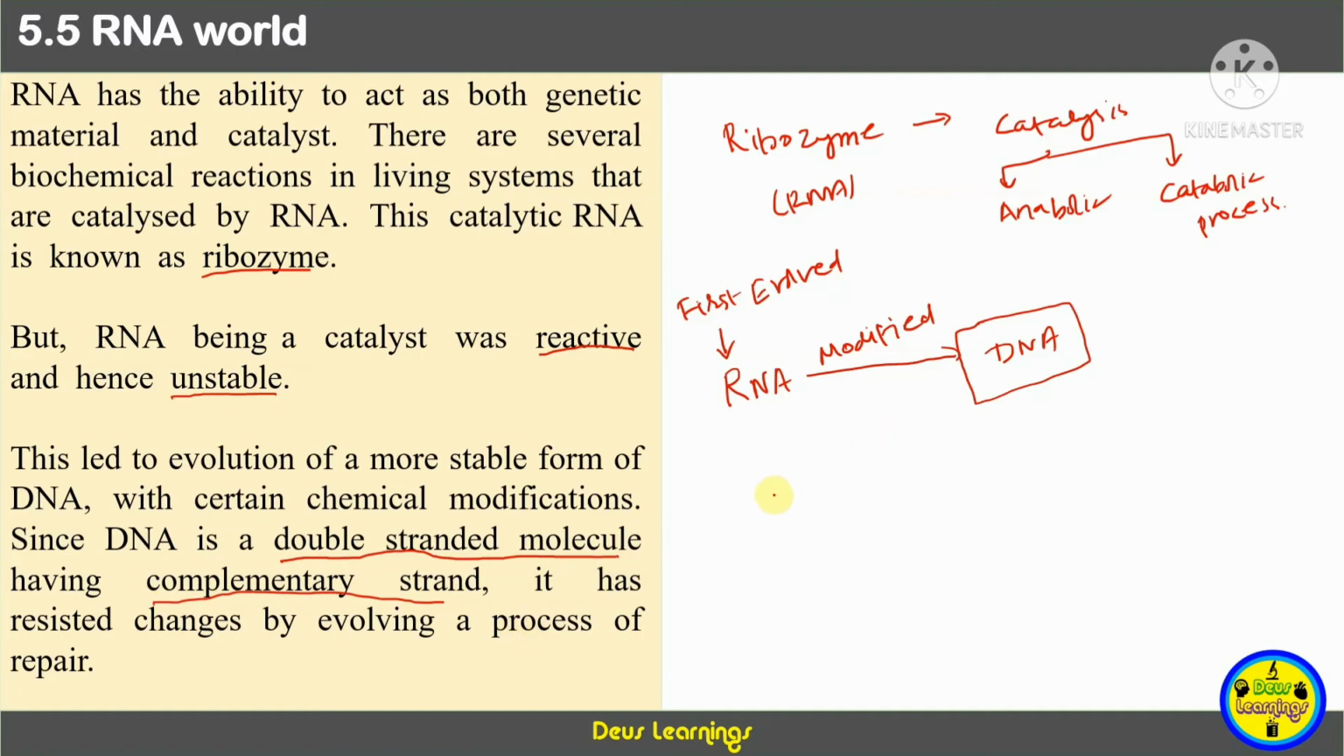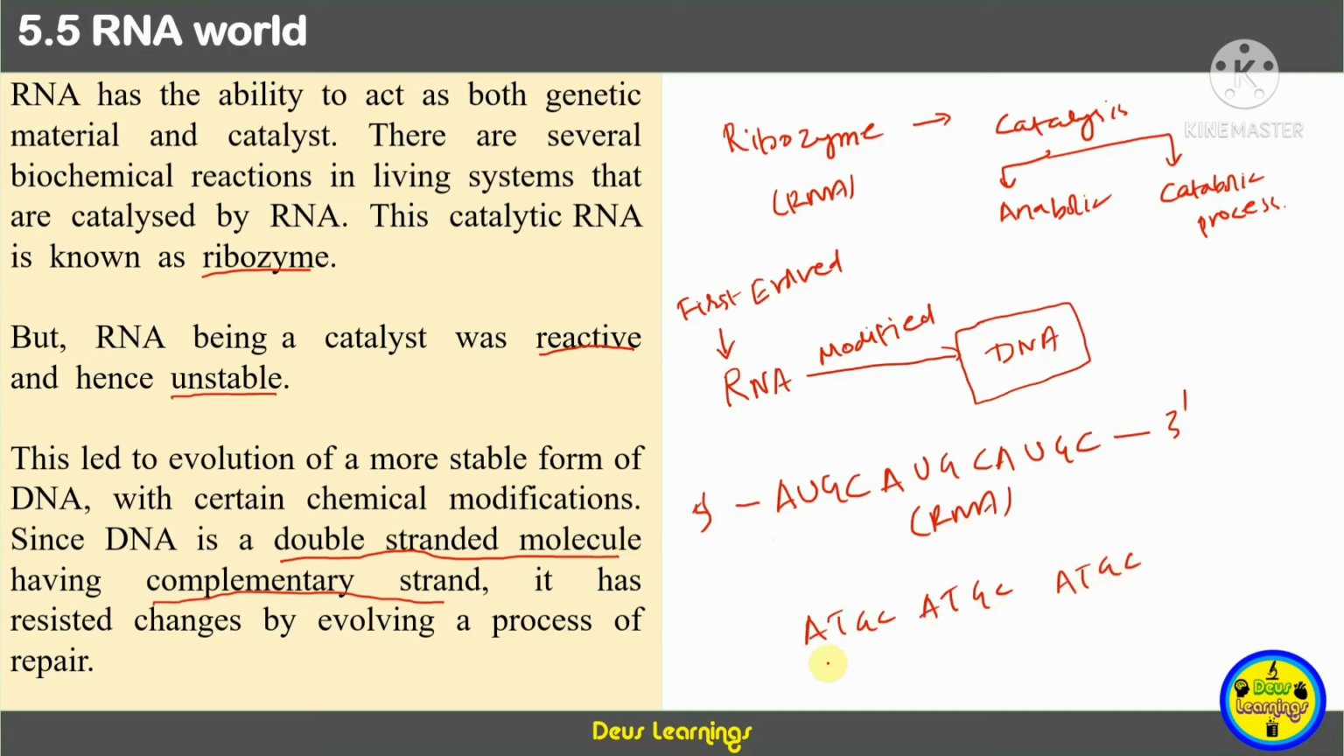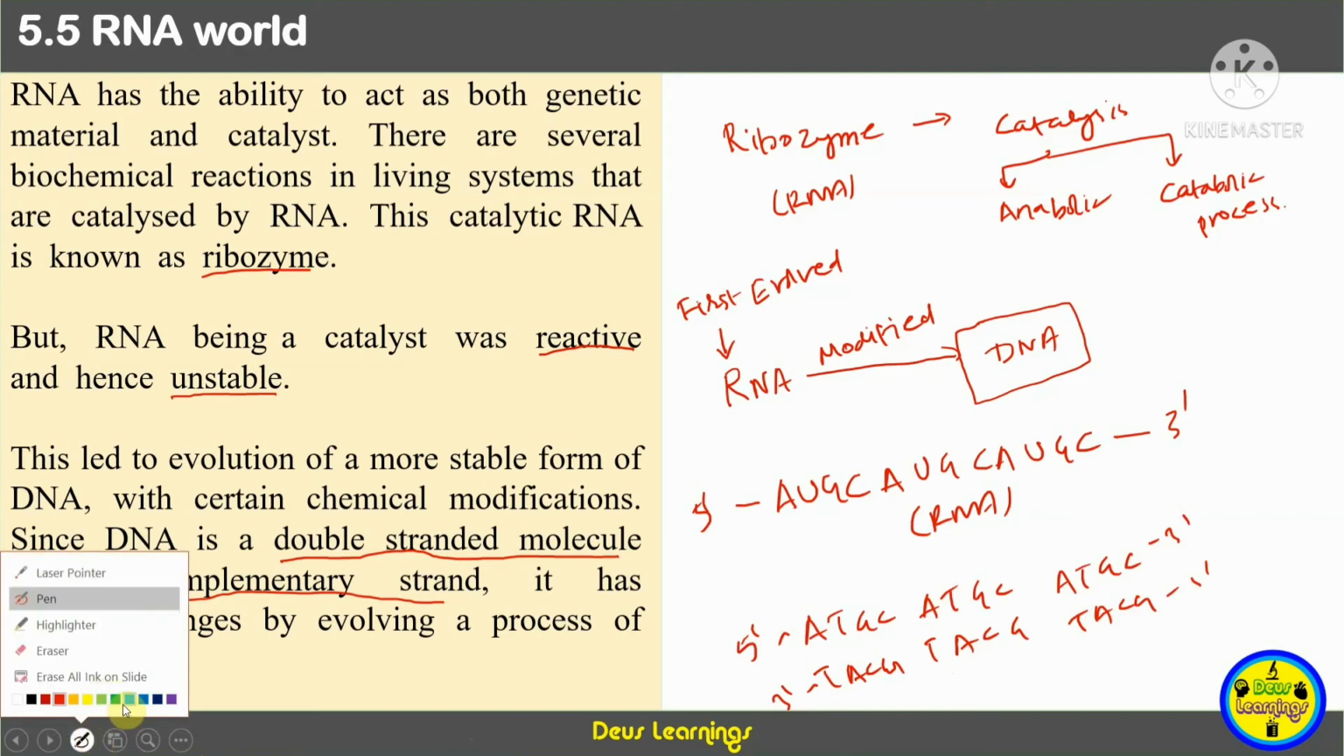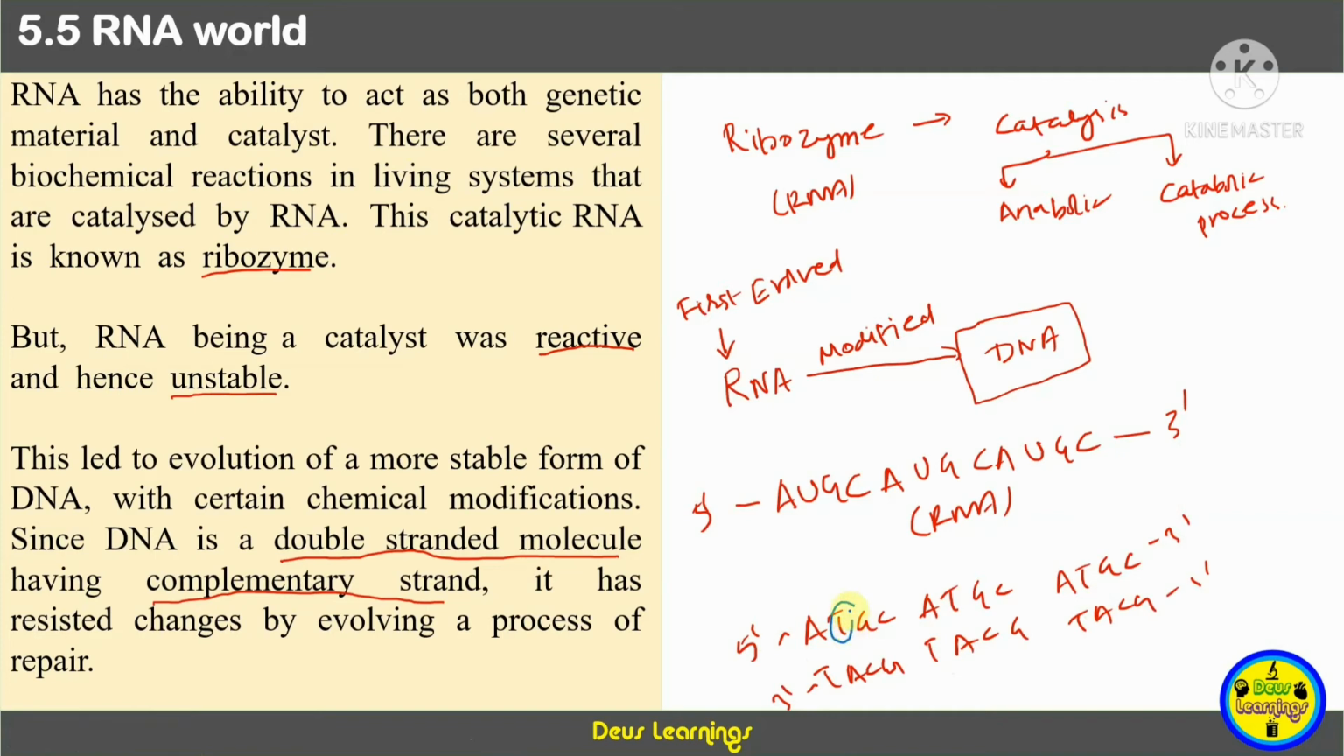For example, if we compare, let's say this RNA: AUGC, then C, and then AUGC. Just assume that this is an RNA molecule, with the 5 prime and 3 prime. And DNA: ATGC, and complementarily TACG, again 5 prime and 3 prime, then 3 prime and 5 prime. So if you want to change one nucleotide, you also have to change the subsequent nucleotide, because they are double stranded. So it will be very difficult, right?